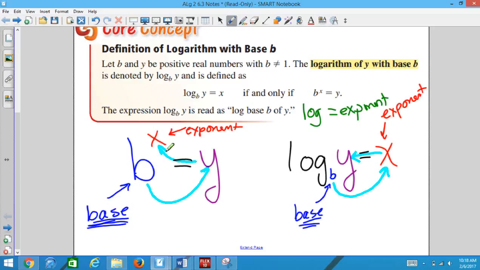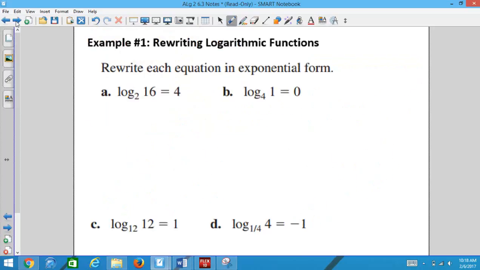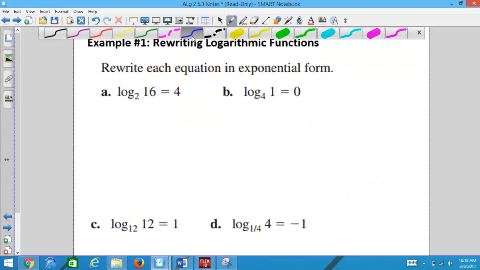If you want to use the swirly gimmick method, that's fine. Again, the base is the little number. It always equals the exponent. So rewrite each equation in exponential form. When I look at this, I read this as log base 2 of 16 equals 4. Log base 2 of 16.